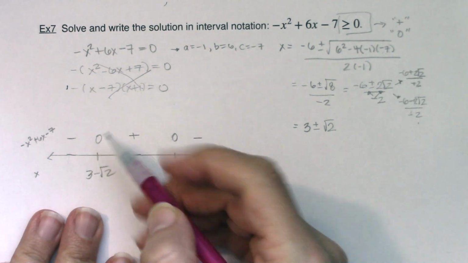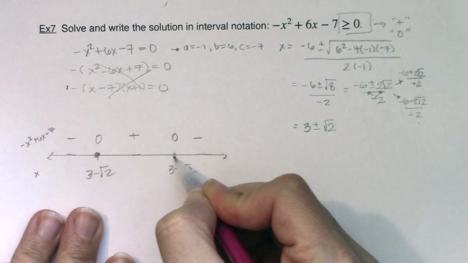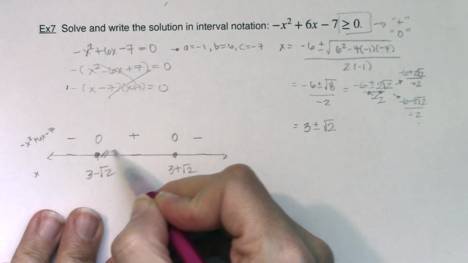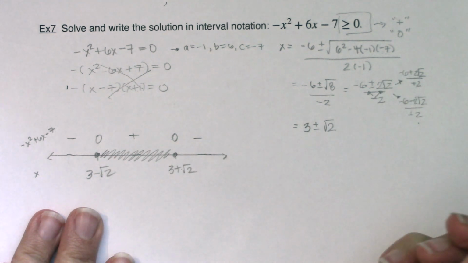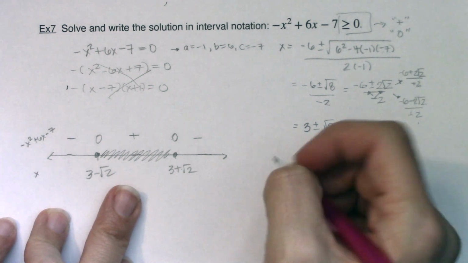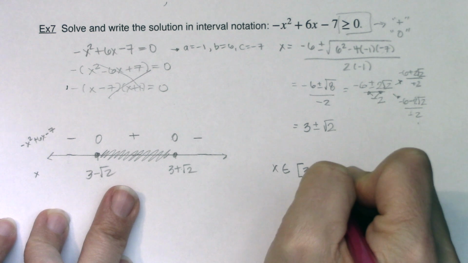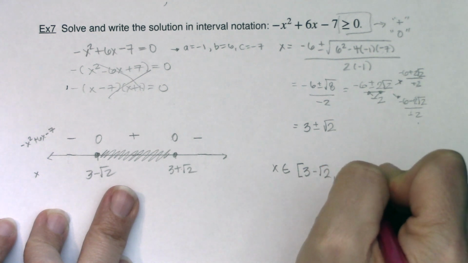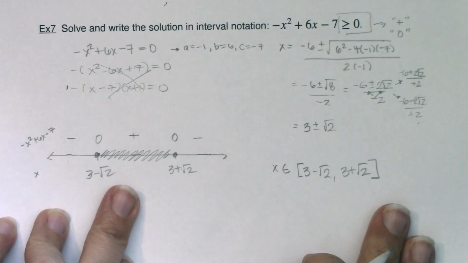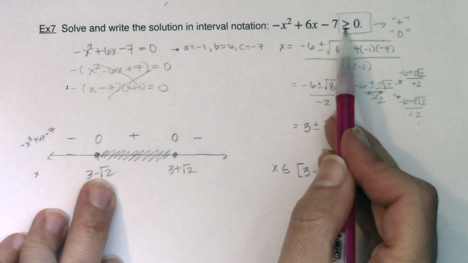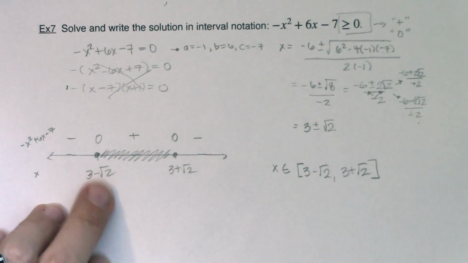I can see some zeros here. I want to include these. All right, and then I want plus signs, so I want this one. Okay, and that's all fine and good. So that shows me that my endgame answers are 3 minus root 2 to 3 plus root 2. And I'm going to put brackets around those because I do want to include them because of the equals to 0.